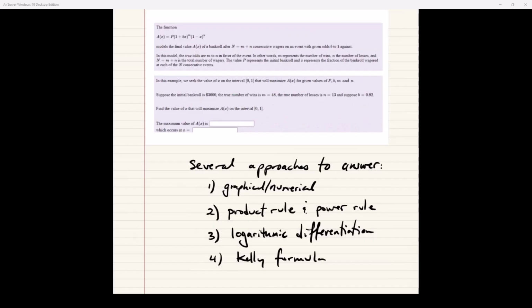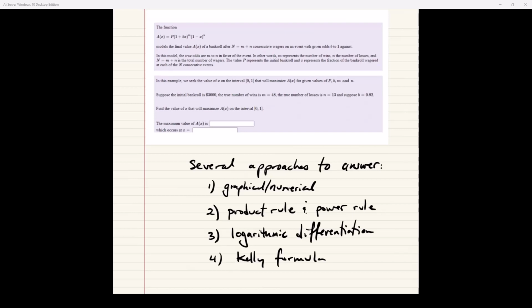Now I can think of several different approaches to answering this. And of course the first thing is just a graphical and numerical approach. You could just type the function into a graphing calculator or a computer and look for the maximum and identify it that way. The disadvantage there is that if you don't really know very much about a function in general, you may not recognize whether or not you've got the window set correctly to find the maximum.